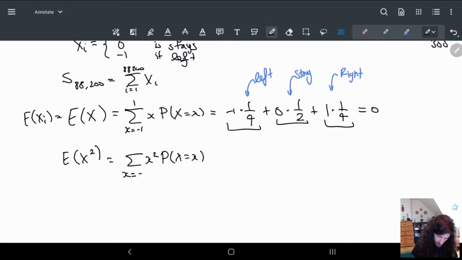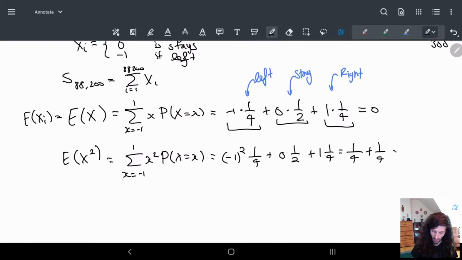And in this case, things do change, right? Because we get (-1)² over 1/4 plus 0 over 1/2 plus 1 over 1/4. So I actually get 1/4 plus 1/4, which is 1/2.